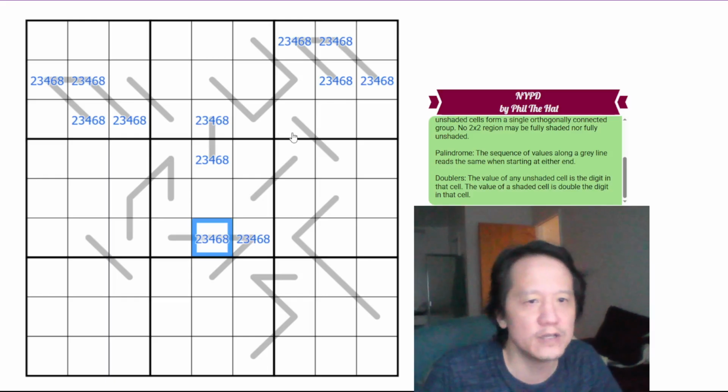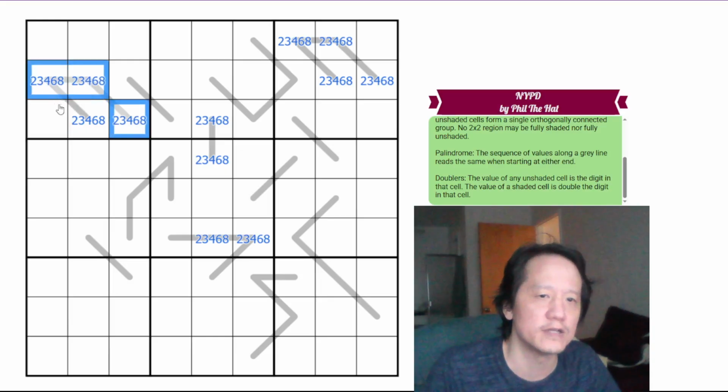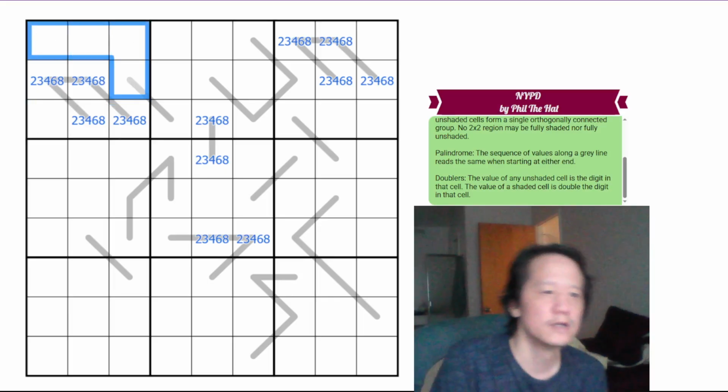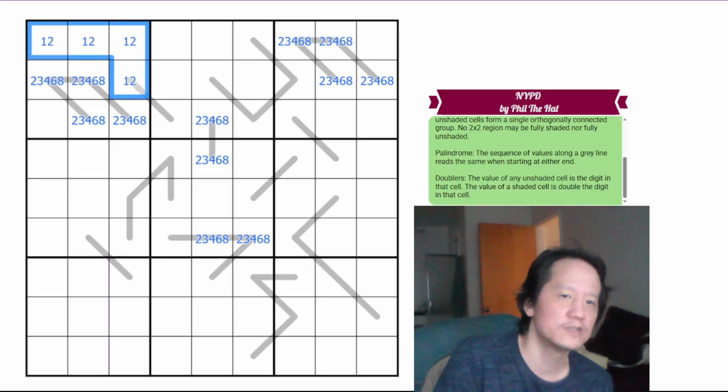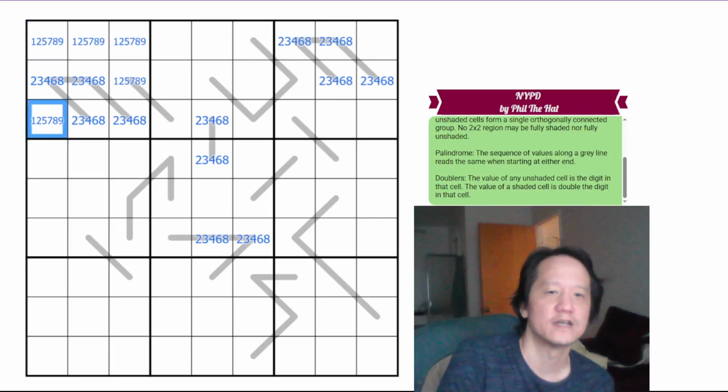Okay, so we know 3 and 6 have to be here, and 4 has to be here. We don't know about 2 and 8. So the rest of box 1 can be 1, 2, 5, 7, 8, 9. And 1, 2, 5, 7, 8, 9.